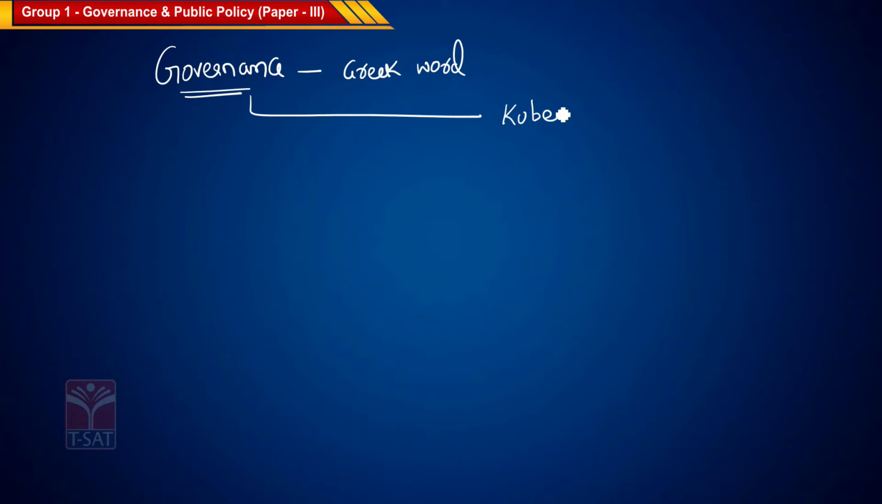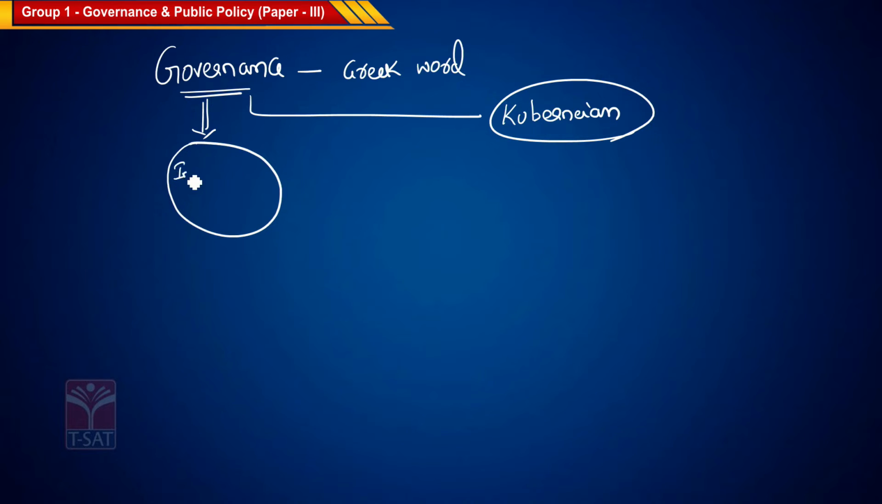Try to understand. The word governance is a Greek word, derived from the word Kubernan. The use of the term governance comes with a broader meaning of involving all the activities in a society. Governance involves all the activities of the society.